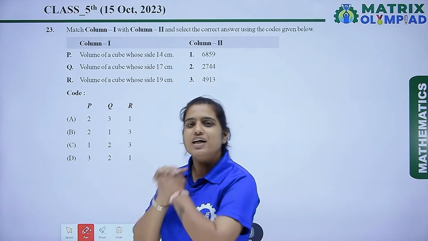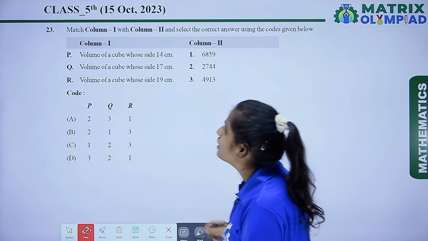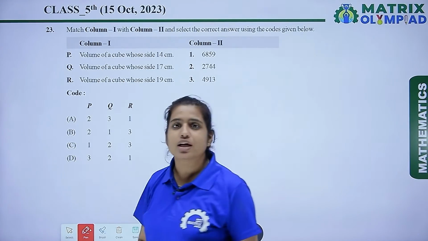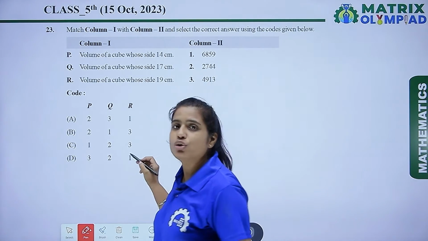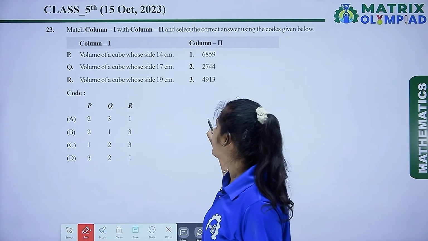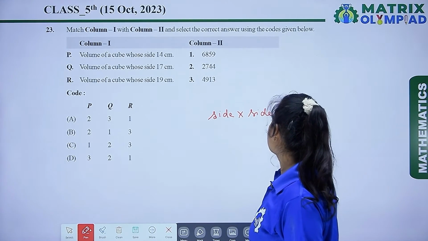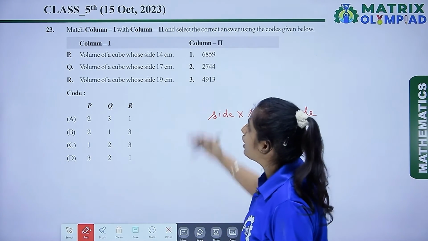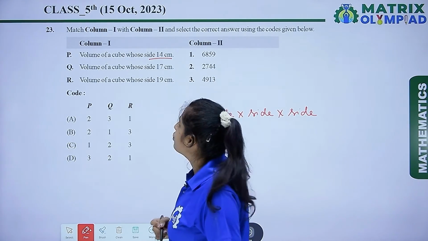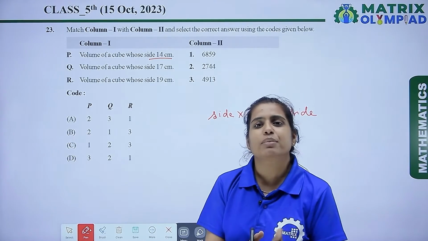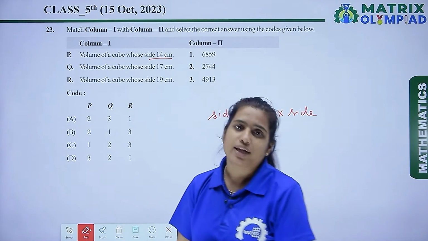Now question number 23. 23 में भी मैच द कॉलम है, बट यहाँ पर आपके पास कॉलम 1 में वॉल्यूम बोला गया है क्यूब का, जो कि बहुत ही इजी फॉर्मूले से निकल जाएगा. तो क्यूब के लिए हमें वॉल्यूम पता है. वॉल्यूम कैसे निकालते हैं क्यूब का? साइड इंटू साइड इंटू साइड. और ये सेम फॉर्मूला आपको तीनों P, Q, R में अप्लाई करना है. So here side is given to you, that is 14 centimeter. तो 14 centimeter को आपको 3 times multiply करना, 14 centimeter multiply 14 centimeter multiply by 14 centimeter.